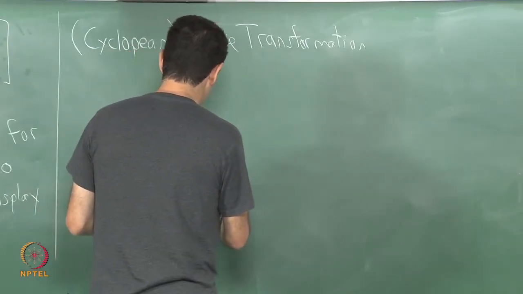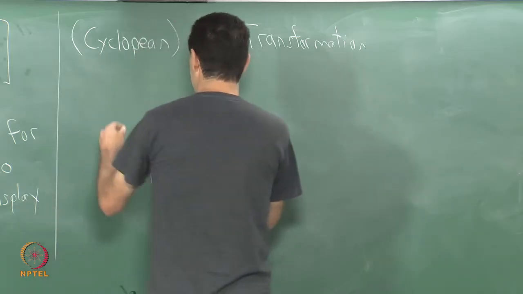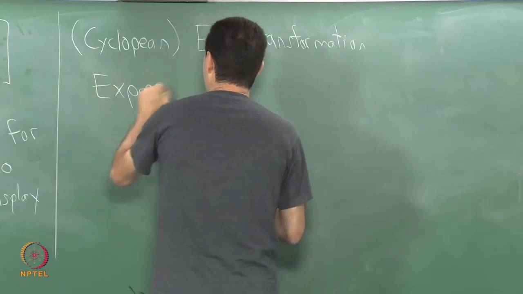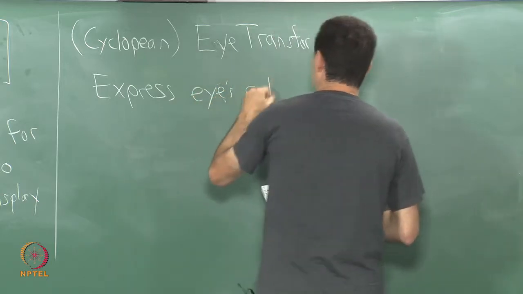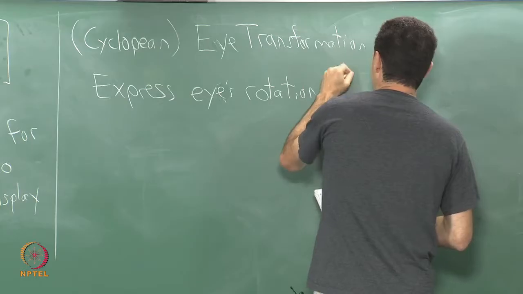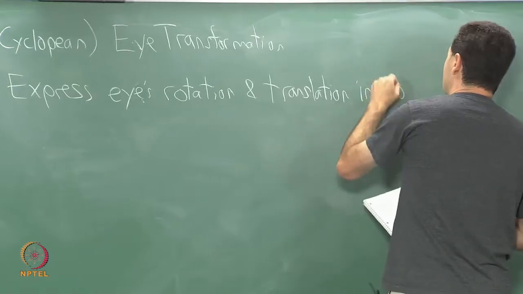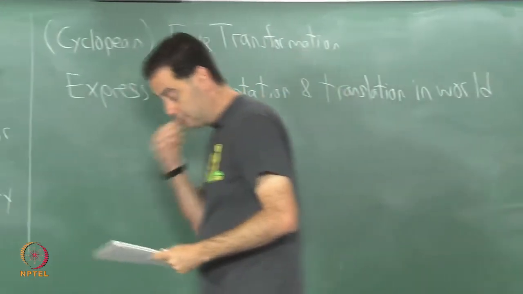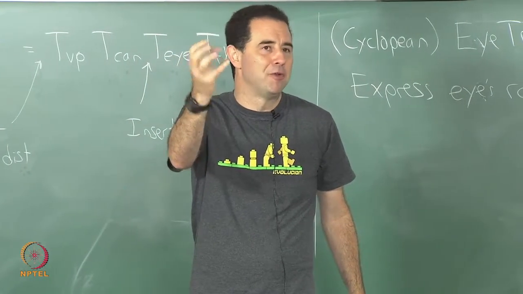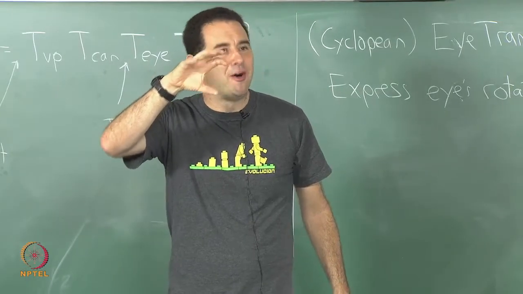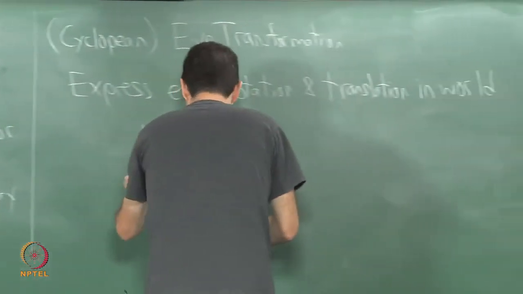So the first thing to do is to imagine that, let's see, to express the eye's rotation and translation in the world. So in other words, I just imagine that this eye, it's like an eyeball with a pupil, is defined in some kind of body frame. Let me give you what's essentially the body frame of the eye.